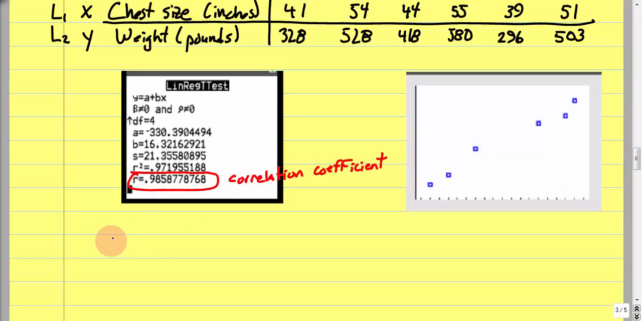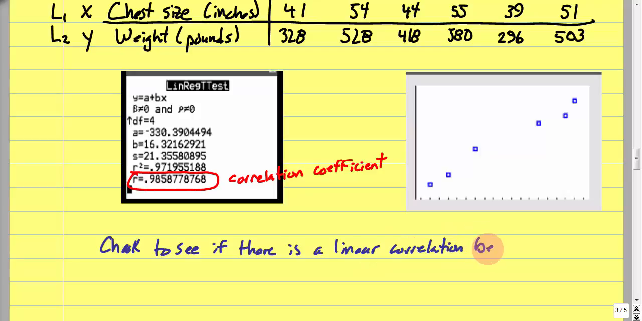So we're going to check to see if there is a linear correlation between, in this particular case, chest size and weight.